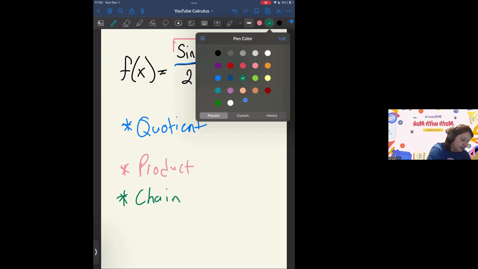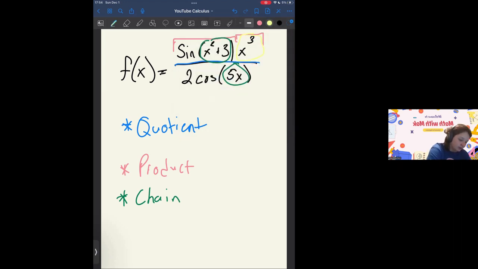And then we also see that this is just x cubed, right? That's really hard to read. We have x cubed, so we know we can use the power rule as well. So let's talk about what those things are and then come back and attack this problem at the end.